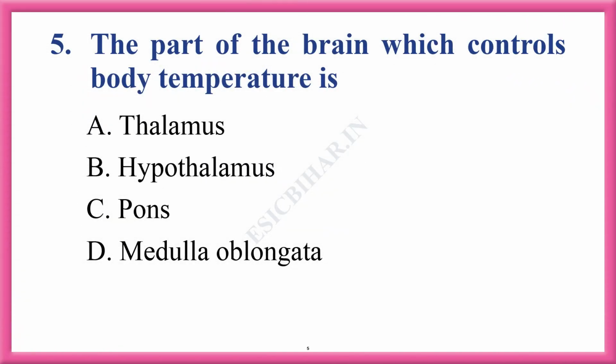Question 5. The part of the brain which controls body temperature is A. Thalamus, B. Hypothalamus, C. Pons, D. Medulla oblongata. And the answer is A. Thalamus.